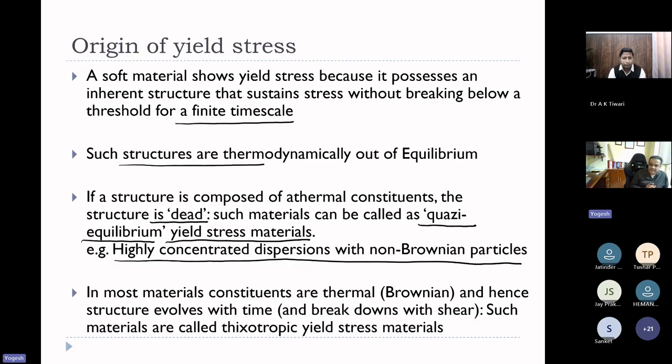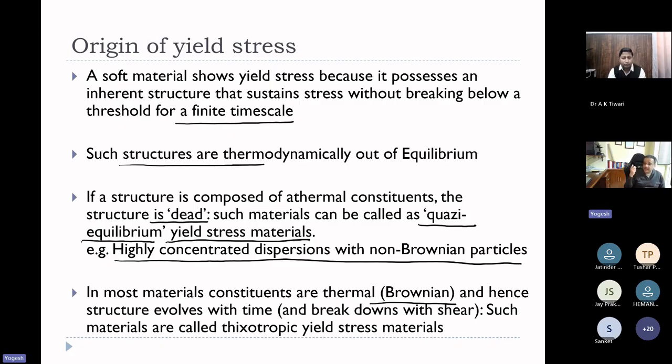In most materials, the constituents are thermal. If the typical particle size of constituents is below 1 micrometer, then they tend to be thermal and they undergo Brownian motion. And when they undergo Brownian motion, the motion occurs in such a way that the structure evolves with time and takes the system closer and closer to the equilibrium state. So let me repeat this.